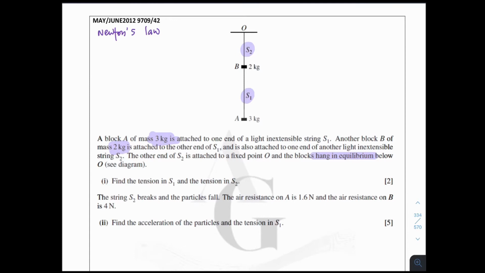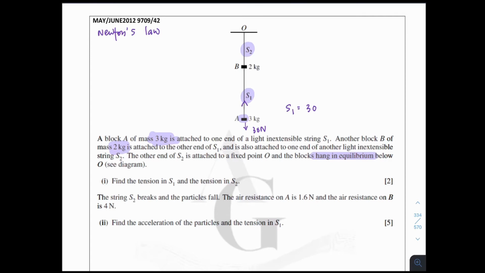So for the tension in S1, we just need to look at particle A. Particle A is in equilibrium, which means the forces going upwards and downwards are the same. The force going downwards is just 30 Newton, and therefore the upward force, which is S1, should equal 30 because it's in equilibrium. The upward force and the downward force should be the same.